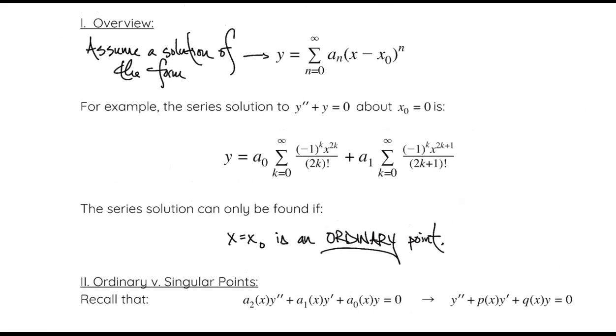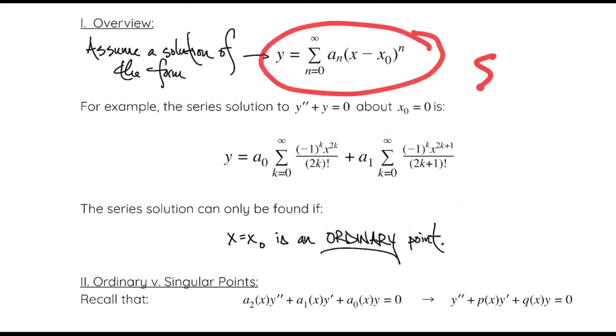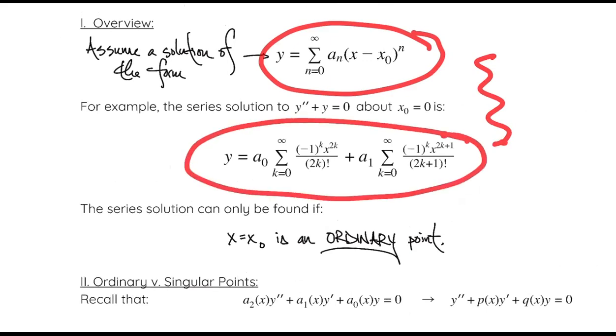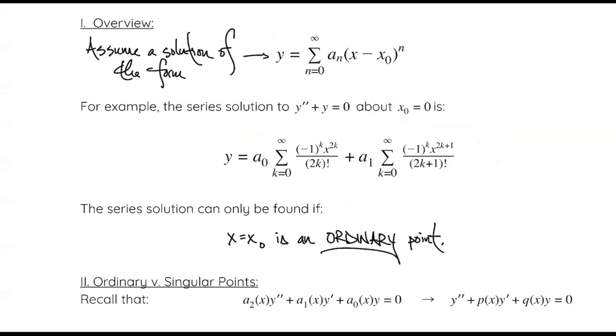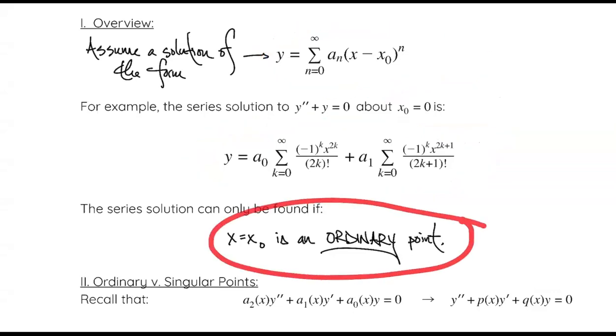And so the way our story is going to go today, we're going to assume a solution of this form. We're going to work through some steps. We'll try and highlight what those steps are. We're going to arrive at a solution that might look something like this. We should have sigmas in our solution. We should have x's and k's and coefficients in our solution. But all of this can only be done if that center point is what we call an ordinary point.